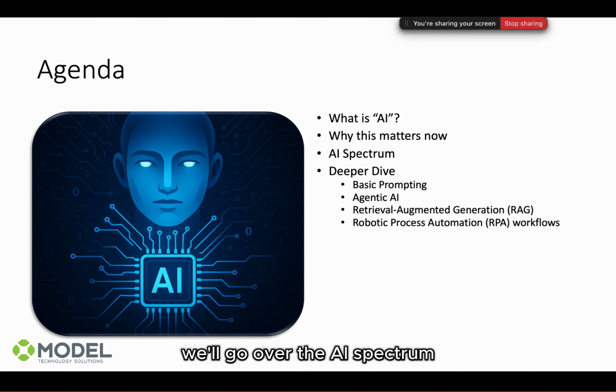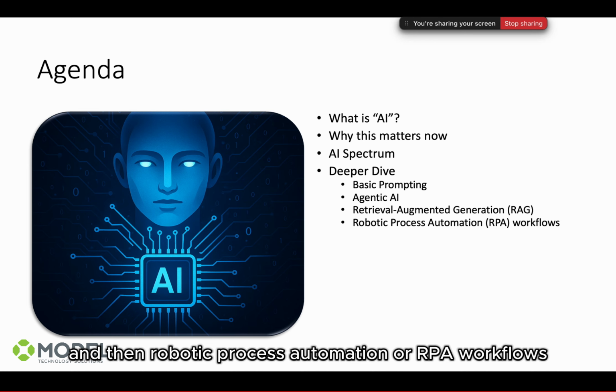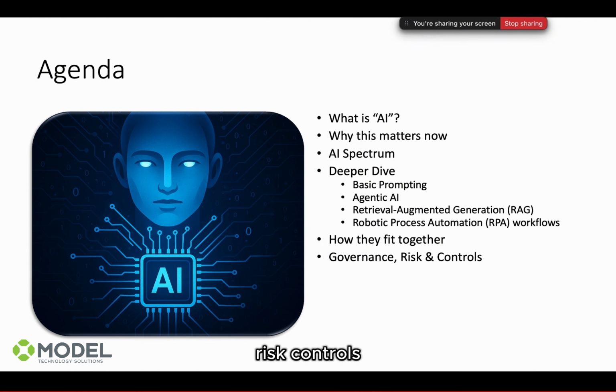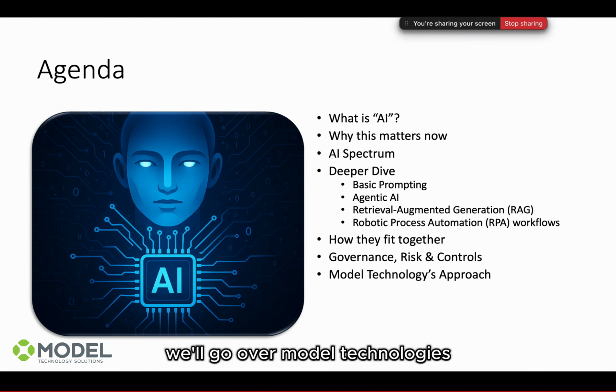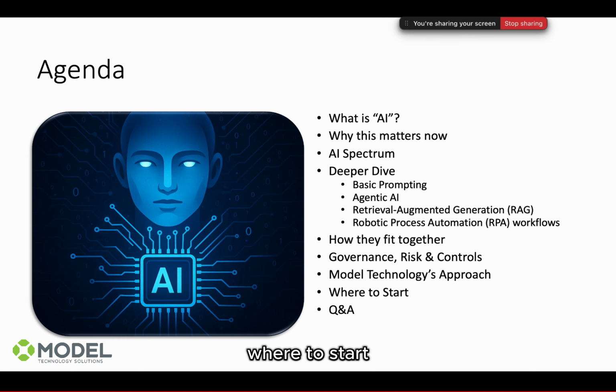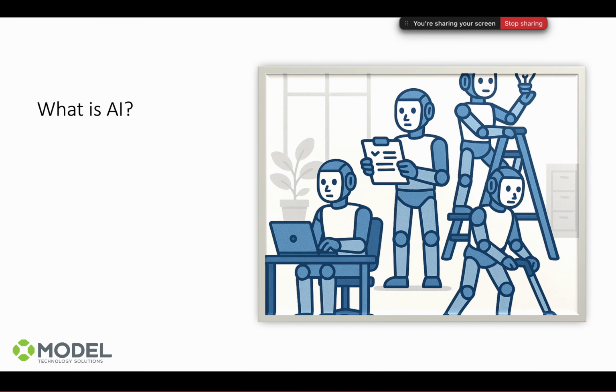We'll go over the AI spectrum and a deeper dive into basic prompting, agentic AI, retrieval augmented generation or a RAG system, and then robotic process automation or RPA workflows. How they fit together. We'll talk about governance, risk, controls. We'll go over Model Technology's approach to AI, and if you're out there, where to start. And we will not have any questions and answers on this one.